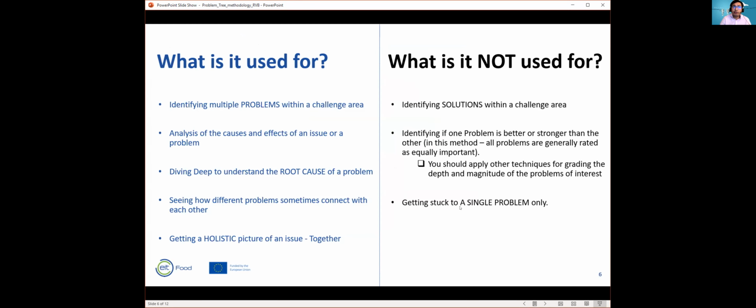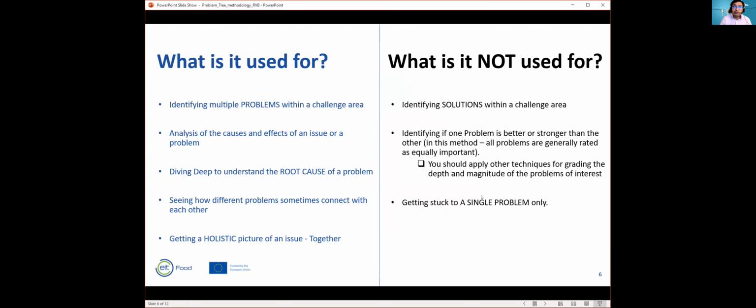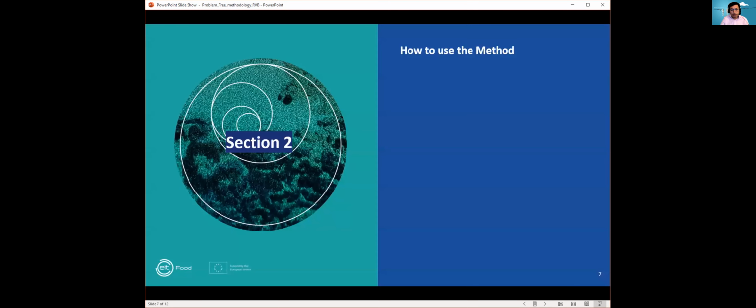And then the other thing that you of course don't do is getting stuck to a single problem. So if you only have one cause under it, then you are not really doing the root cause properly. If that's the case, consider moving that into the trunk of the tree and then saying, okay, what are the causes of that core problem, right? So again, this method is to generate multiple problems and to see all the problems and how they connect around it, right? And this is what we use it for. So that's the problem tree in its essence.